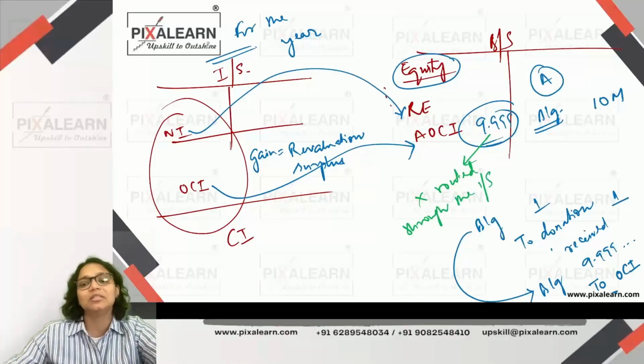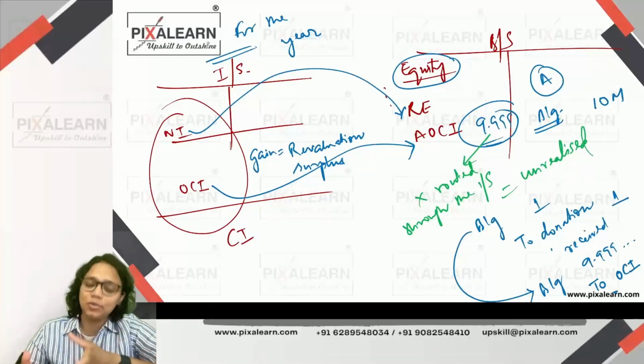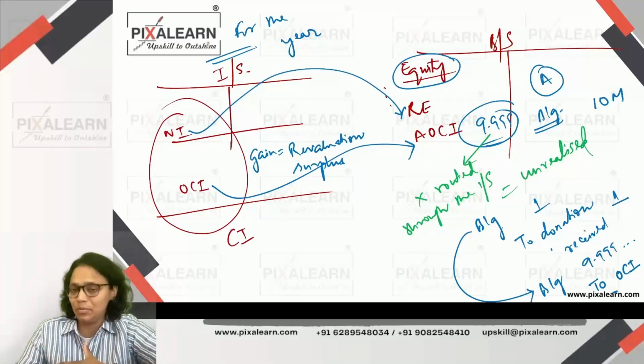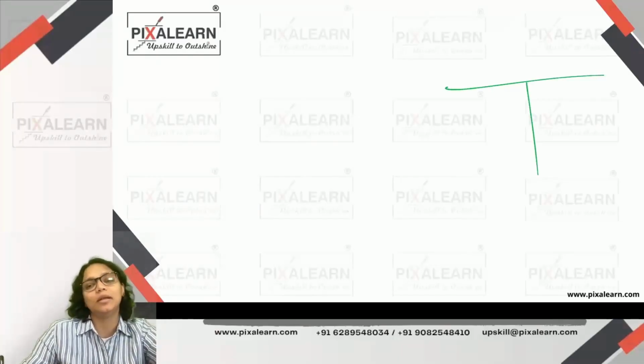Why? Because it is unrealized. So what would happen, guys, when you realize this money? So the question now becomes, what happens when I sell this building? Now see, this is easy, right? Imagine now you sell this building. So we have a balance sheet and we have an income statement.